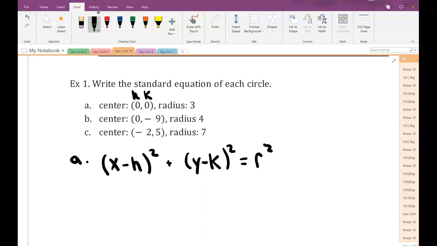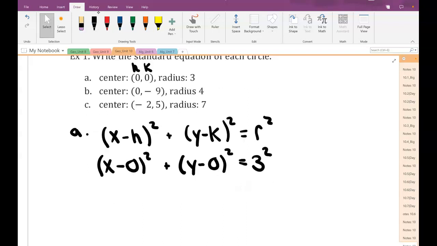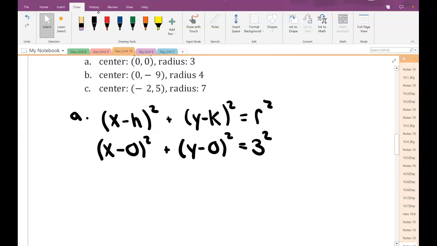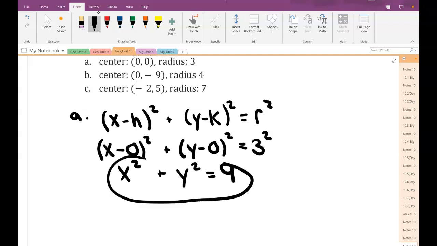So we could plug in zeros for h and k. We would write x minus 0 squared plus y minus 0 squared is equal to our radius is 3, so we can plug in 3 squared. We go through and simplify. X minus 0 is just x, so we can write this as x squared. Y minus 0 is y, so we can write this as y squared. And then 3 squared is 9. So this is an equation of a circle with a center of 0 and a radius of 3.